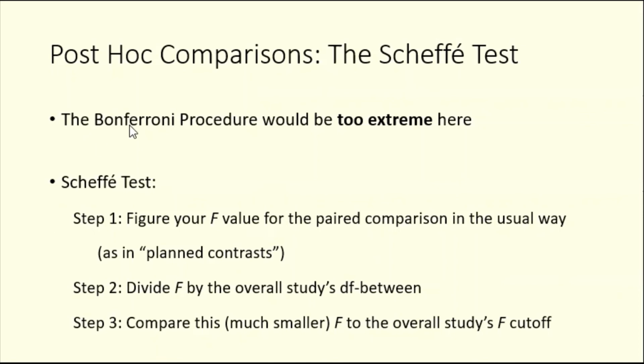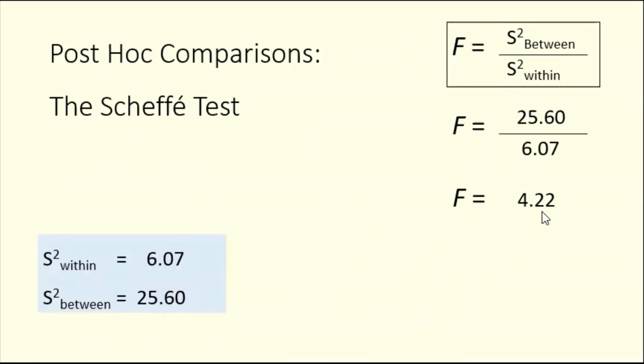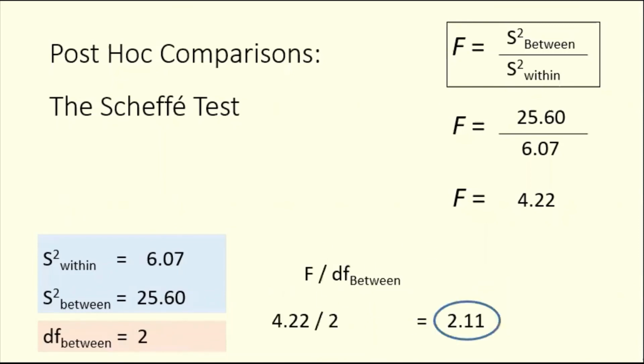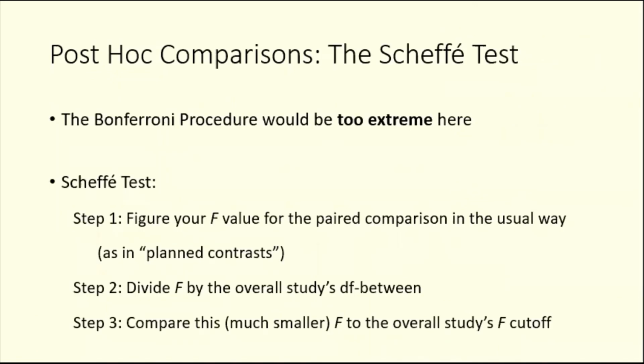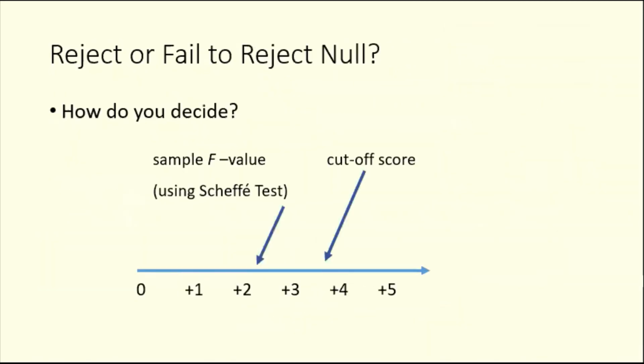We're going to divide F by the overall study's df between. So we've figured out our F value. We're going to divide it by the study's df between, and that's going to give us 2.11. And so that now makes our F value much, much smaller, really brings it down. And so now we're going to compare this 2.11 to our original cutoff score. And we're going to see that now we would fail to reject this hypothesis. This would be not significant because that sample score is not more extreme than our cutoff score. And that is the Scheffé test.